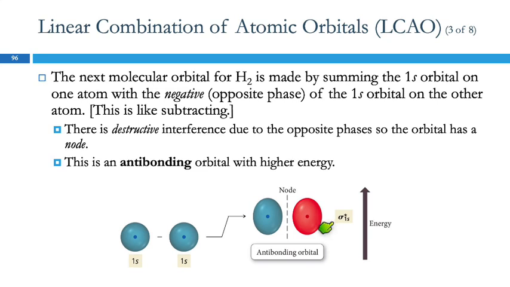So this is also a sigma type orbital, because if you look at it from the end, it's still spherical. We're going to call this sigma star 1s, and this one is higher in energy. It's an antibond. So we combine two orbitals, we get a bonding orbital and an antibonding orbital. Bonding is lower in energy, antibonding is higher.